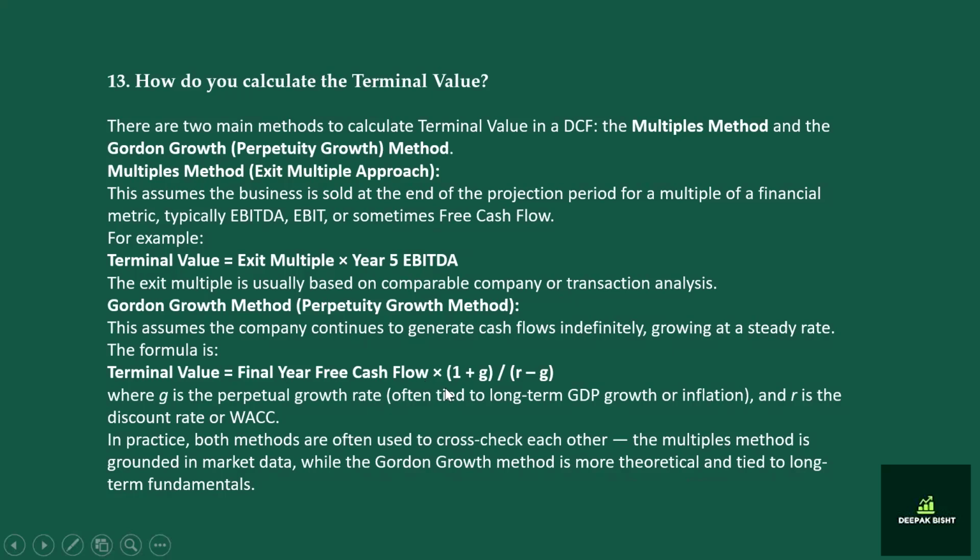So this is the formula: free cash flow into 1 plus growth rate, where the growth rate is the perpetual growth rate, and we divide it by R minus G, which is the required rate of return minus the growth rate. So we see perpetually what would be the terminal value if the company stays in business. And in terminal value, if we are using the multiple method, we are assuming the exit multiple, the last forecasted number, and we will multiply it with the 5-year EBITDA, and we will get this number from the market.